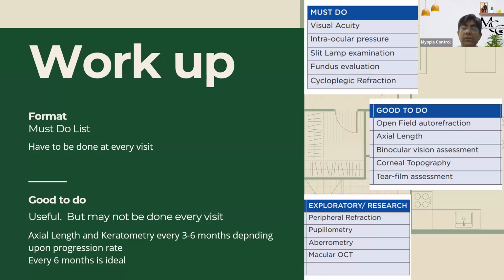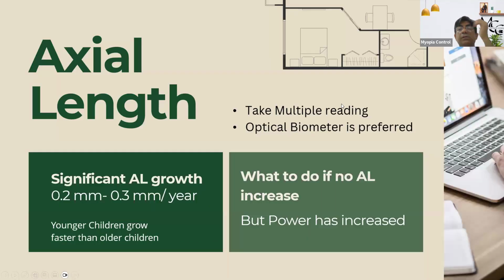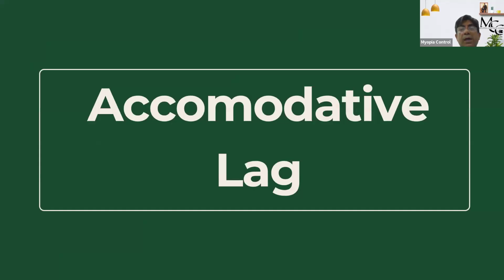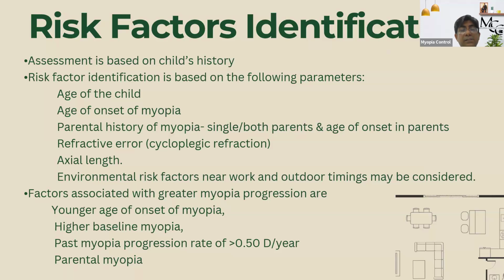See, I think what we can do is keep it more interactive, because this is mainly about the revision. This is all we have seen. We know what is the significant axial length growth, what is the refraction status, and what is accommodative lag. That video I will upload about accommodative lag.